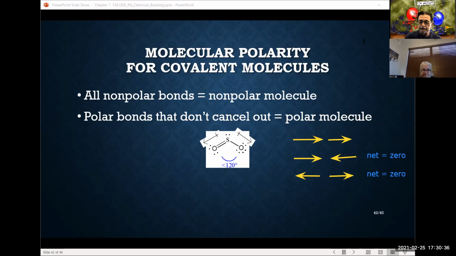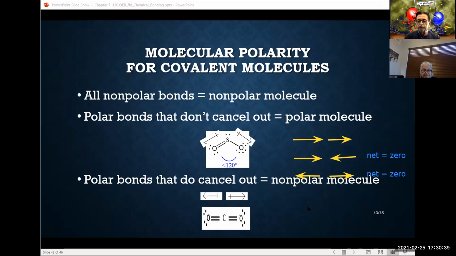Okay, now how does that relate to when they do cancel out? Well, carbon dioxide. Carbon and oxygen on the right-hand side have a polar bond. Carbon and oxygen on the left-hand side have a polar bond. The fact that the molecule is linear, and that's where the Lewis dot structure comes in, the fact that they're linear and they're going in opposite directions by the arrows, guess what? The dipole of each bond cancels each other out, and therefore we have a nonpolar molecule.